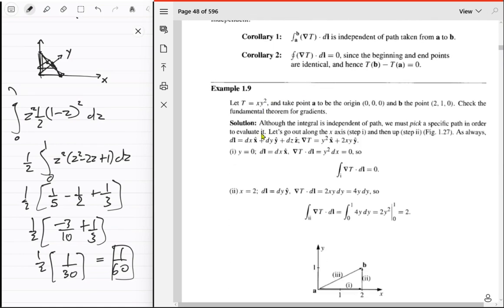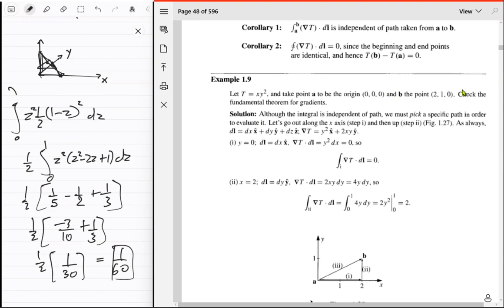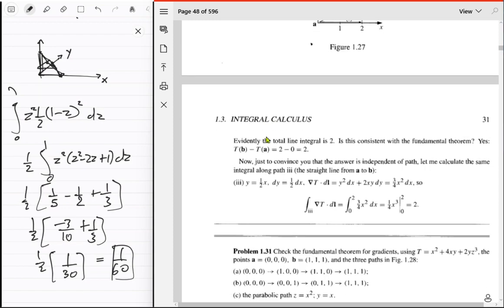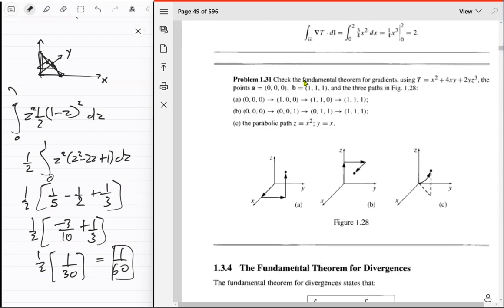We don't need that. Okay, it's an example. We won't be doing that. Problem 1.31. Check the fundamental theorem of gradients using T equal to this function. The point a is given by this, b is given by this, and the three paths in figure 1.28.